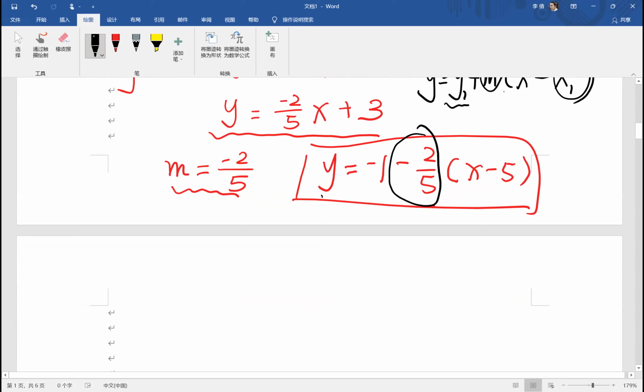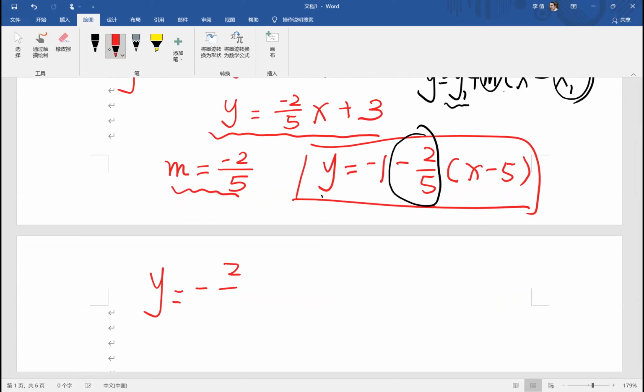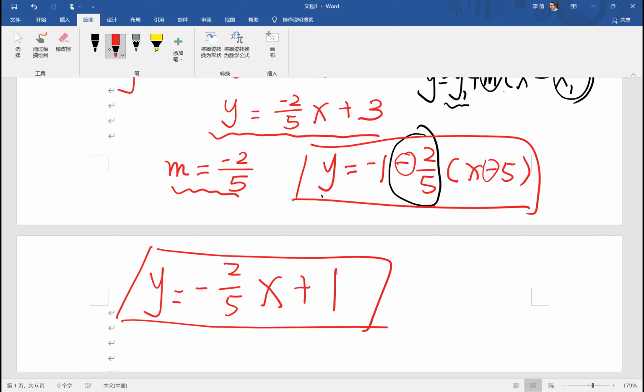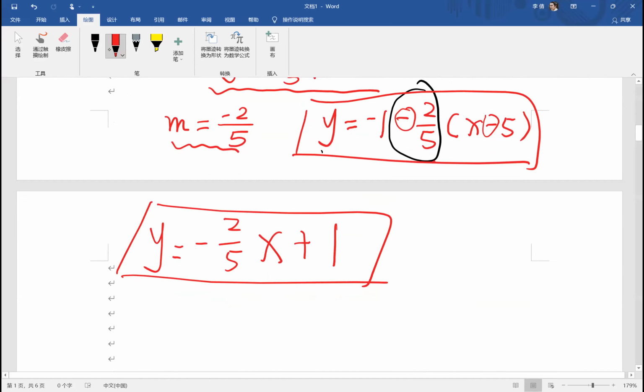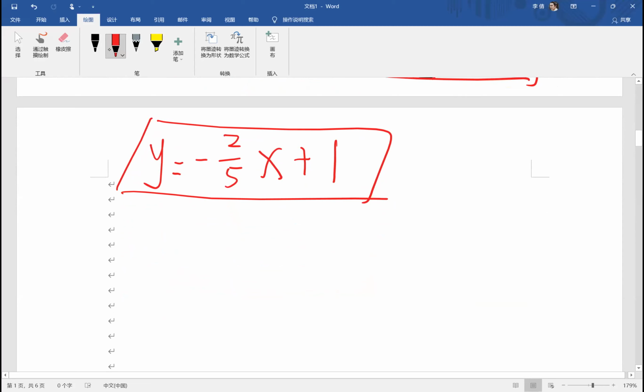And then we can get y is equal to -2/5x. And this is negative times negative, so it is a positive, this is +2, right? And then +2 minus 1 will give us 1, right? So the equation for this line is y is equal to -2/5 multiplied by x plus 1. Okay, this is the equation for this line.